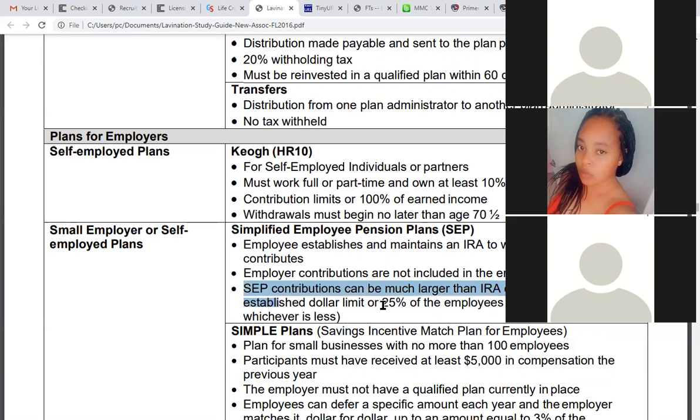A SEP contribution can be much larger than an IRA, because the IRA is less, only a $6,000 contribution. It also has an established dollar limit, or 25% of the employee compensation, whichever is less. So there's an amount you can put in, or 25%, whichever is less.